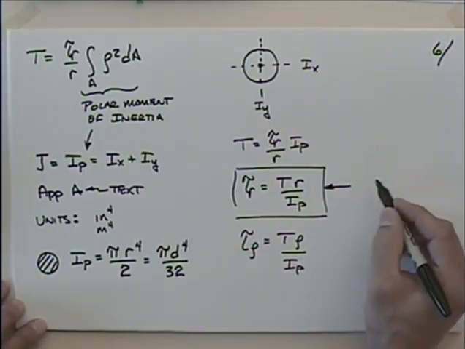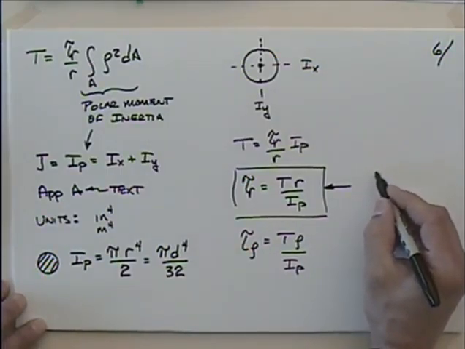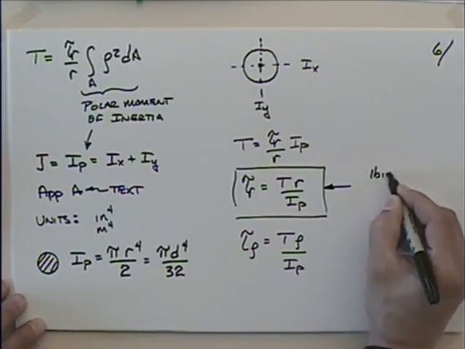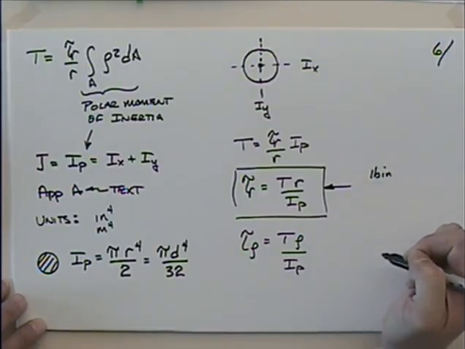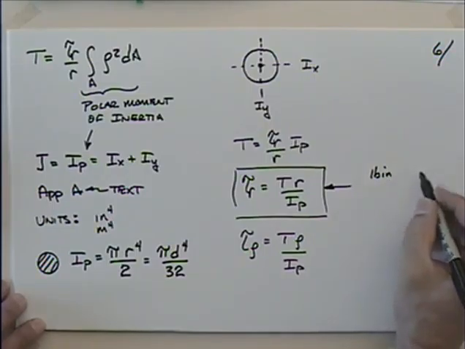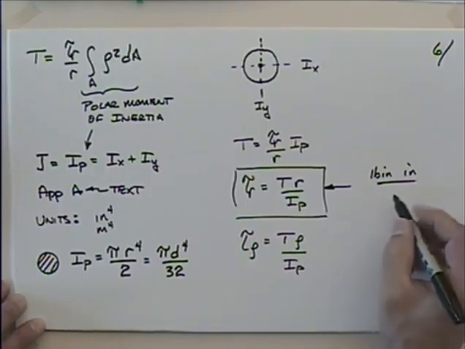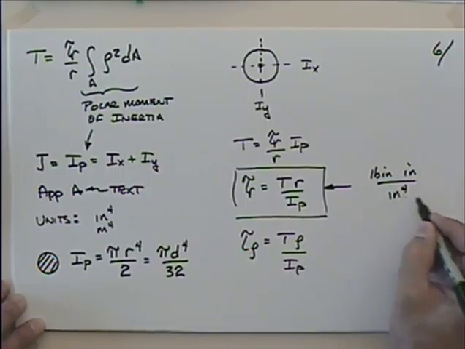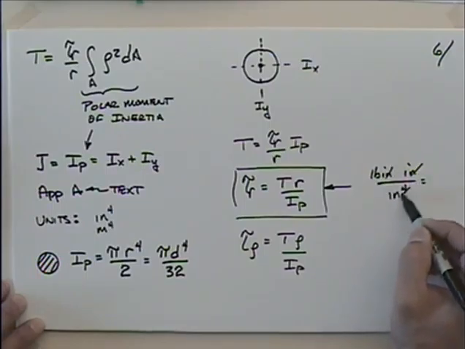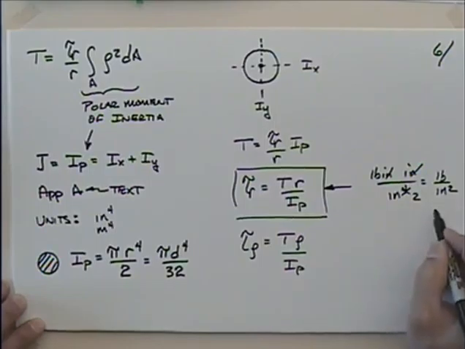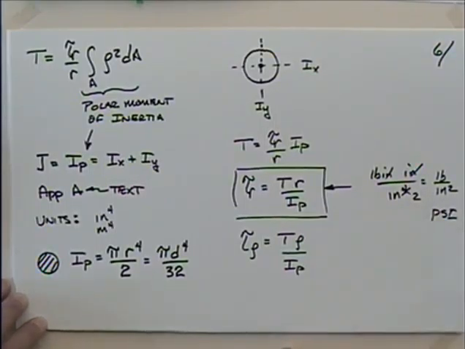If I do a unit analysis in this, if torque is in pound inches, which may seem a little unusual, oftentimes we're given torque in pound feet, but if I convert it to pound inches, and the radius is in inches, and then what do we say the polar moment of inertia would be? Probably inches to the fourth. I get units of what? I get to cancel that and that with a couple of those, and I get pounds per inch squared, or PSI, right? So the units do work out on that.